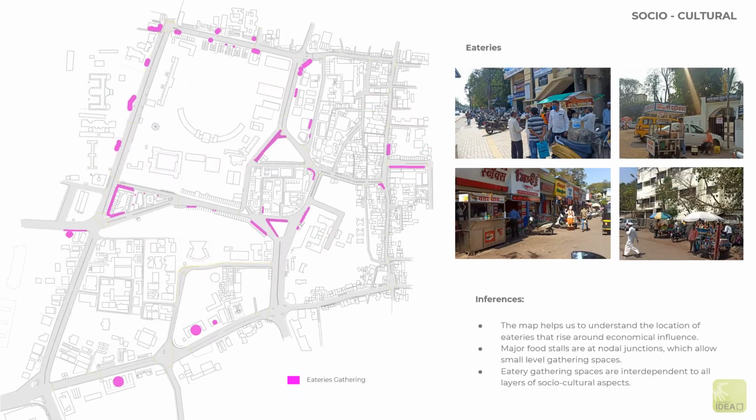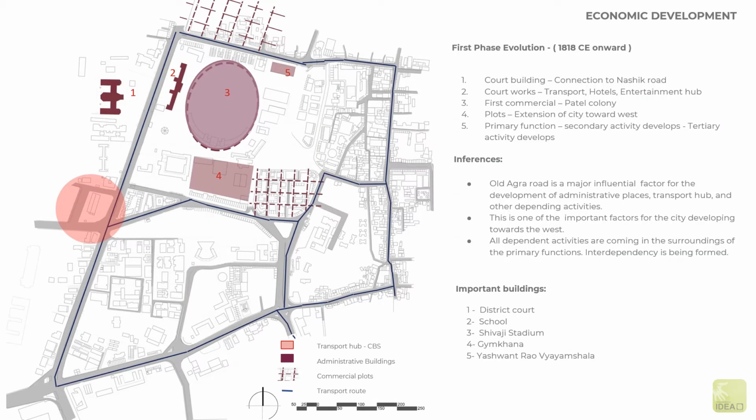The map helps us understand the location of eateries that are on the rise around the economically influential areas of the city. They are interdependent with all layers of socio-cultural aspects. Major food vendors are at nodal junctions, which allow small-level gathering spaces. Economic factors influence the migration of people and the development of a region.